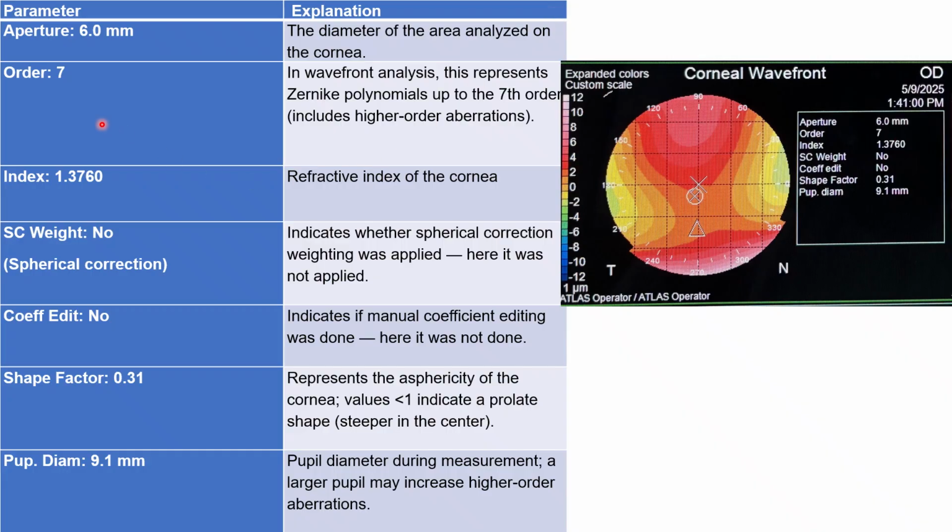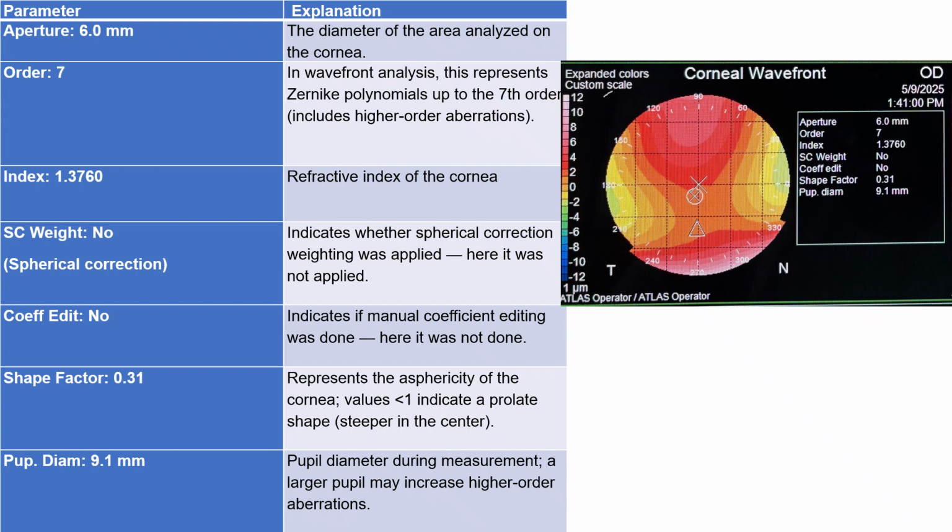In this, we see aperture. Aperture is the diameter of the area we are going to analyze. Then order. Order 7, what does it represent? It represents the Zernike polynomials up to the 7th order, which includes the higher order aberrations. As we have seen earlier, for lower order aberrations, the order is 1 and 2. For coma and trefoil, it is 3, and for spherical aberrations, it is 4. Index is 1.3760, which is the refractive index of the cornea.